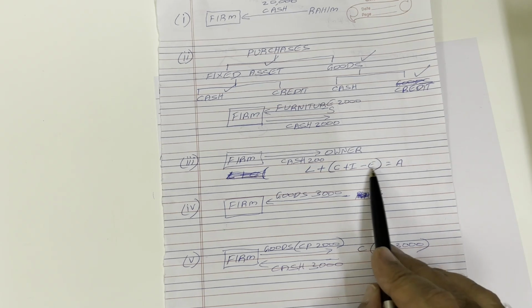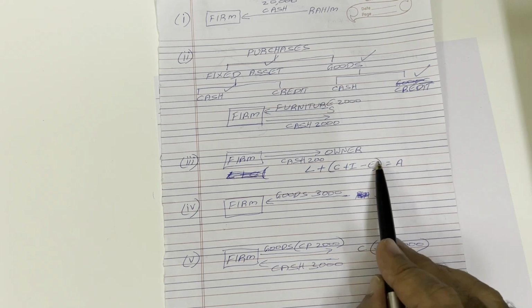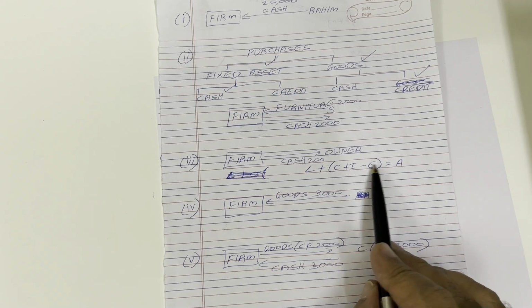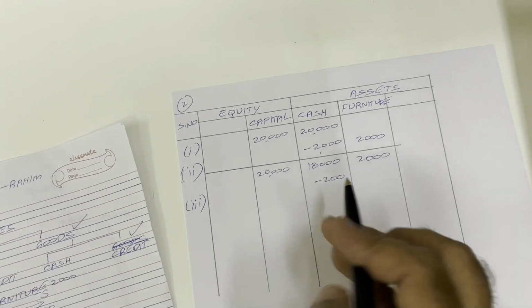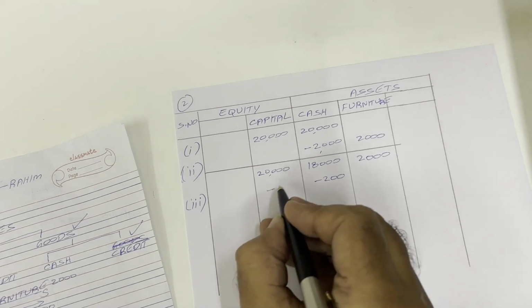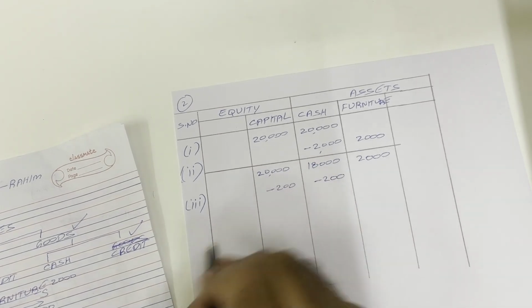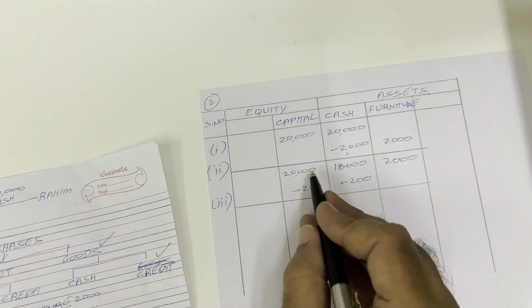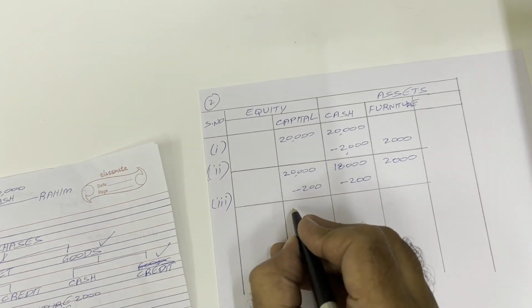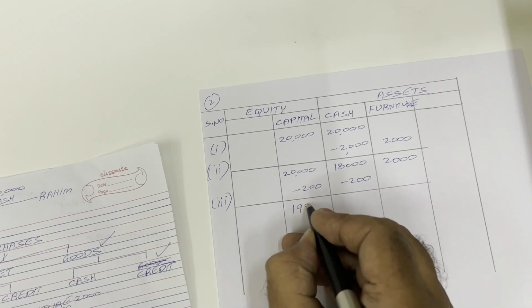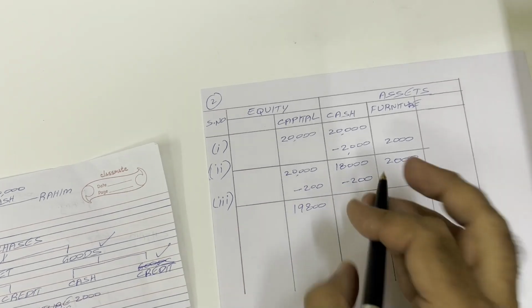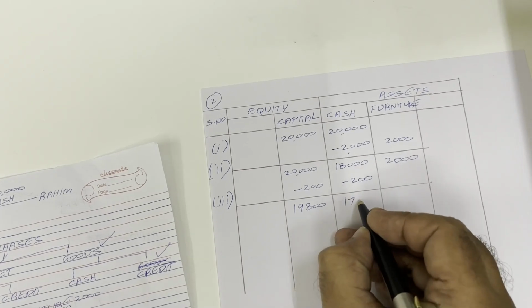So here rent is given. To the firm, rent is an expenditure. That expenditure we have to subtract from capital. So capital is 20,000 rupees minus rent 200 rupees. Then the final amounts are liability value 0, capital 20,000 minus 200, 19,800. Cash 18,000 minus 200, 17,800.